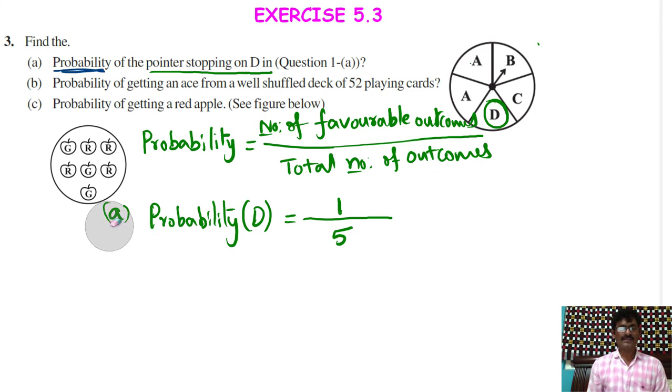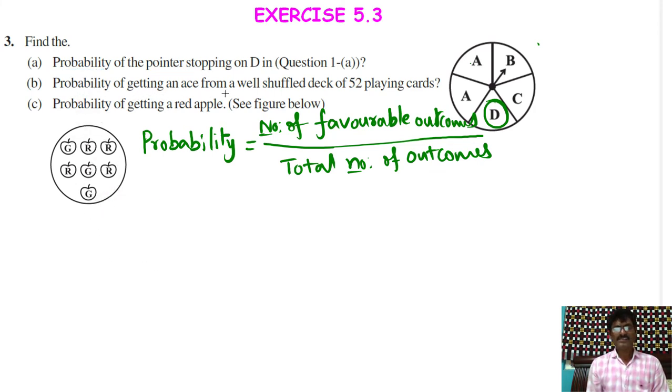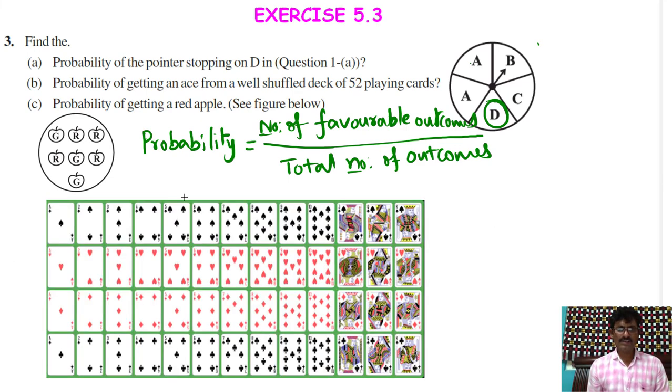Let us go to B. Probability of getting an ace from a well shuffled deck of 52 playing cards. First let us see what the playing cards are. You can see on the screen we have all 52 playing cards. Here in the first one we have A, called ace. You see, in all these 4 we have A. Then we have 2, 3, 4, 5, 6, 7, 8, 9, 10. Then J, called jack. Then Q, called queen. Then K, called king.